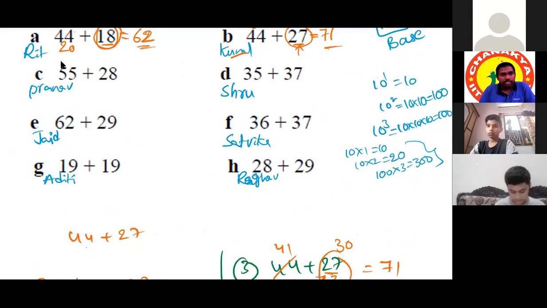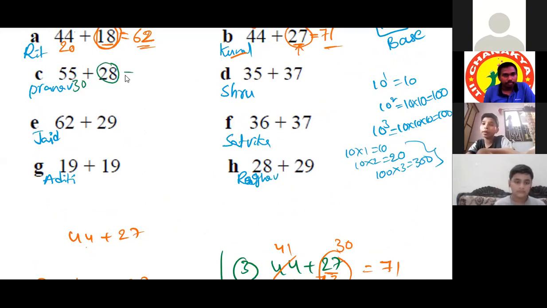Okay, now we are coming back to the question number C. Pranav, ready? Yes, sir. Proceed with C. Sir, 28 will become 30, so 55 plus 30 is equal to 85. And we should subtract 2, sir. That is equal to 83. Very good, correct.